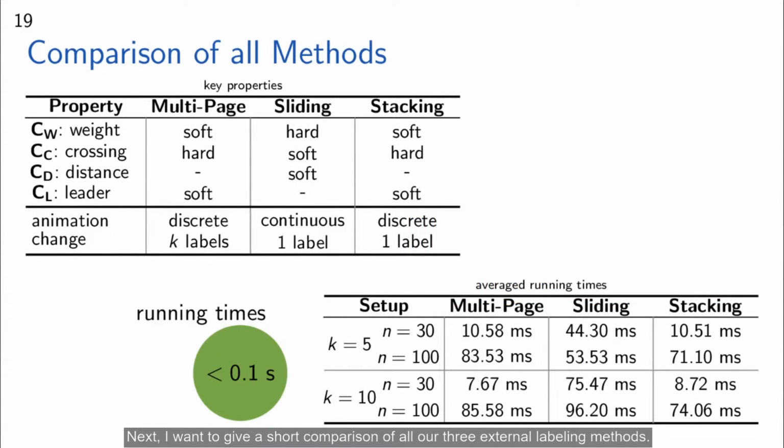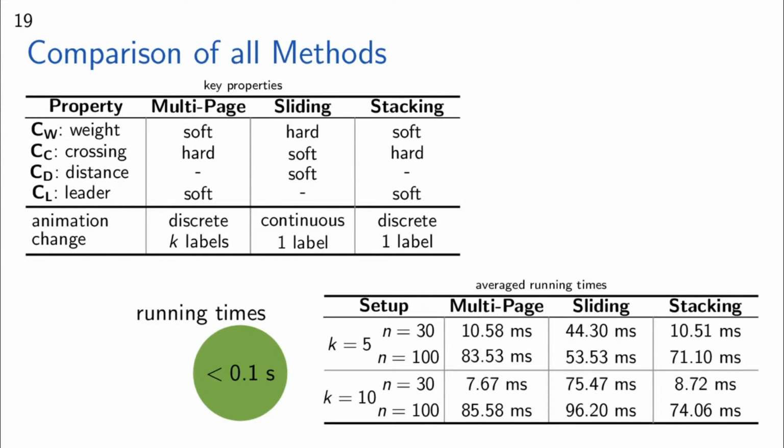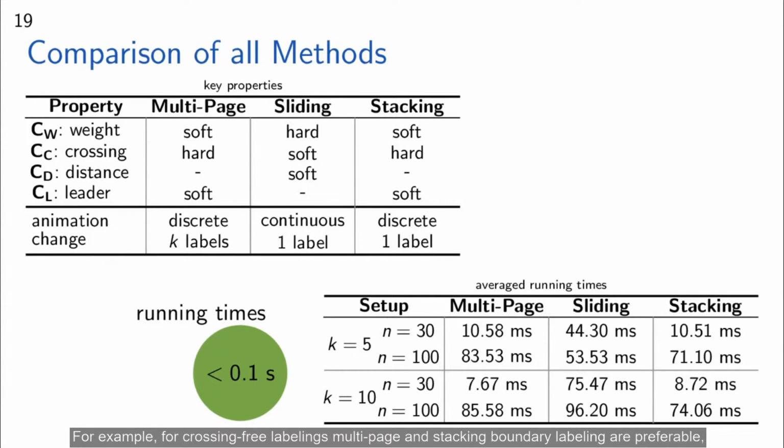Next, I want to give a short comparison of all our three external labeling methods. The upper table contains the key properties of each method. We would like to emphasize that none of the methods prevail the others. Instead, we want to provide a decision support suggesting for which scenario which method is more suitable. For example, for crossing-free labelings, multi-page and stacking boundary labeling are preferable, while sliding boundary labeling might be more suitable when focusing on the weight order.